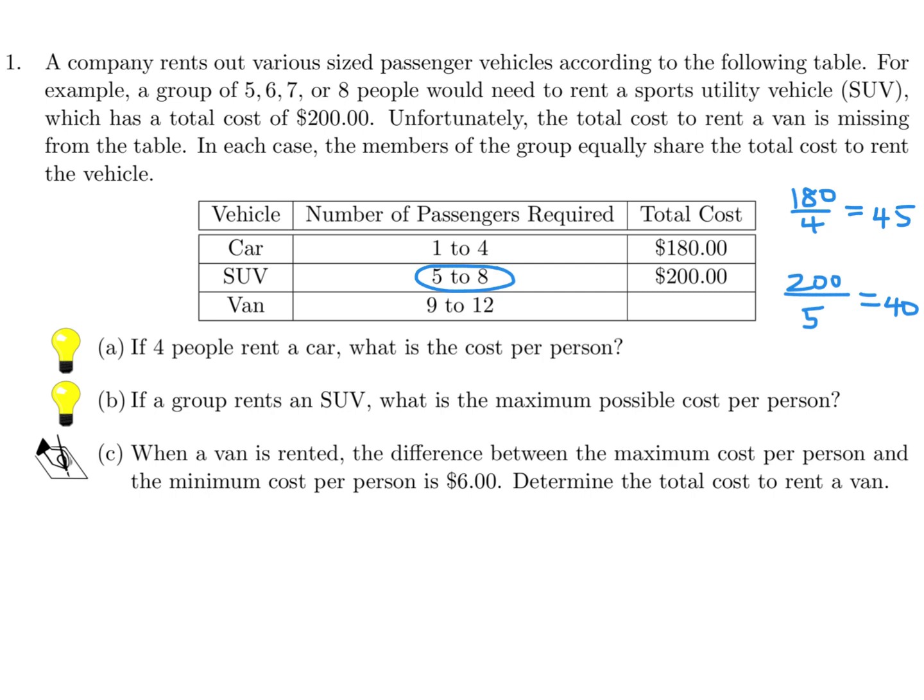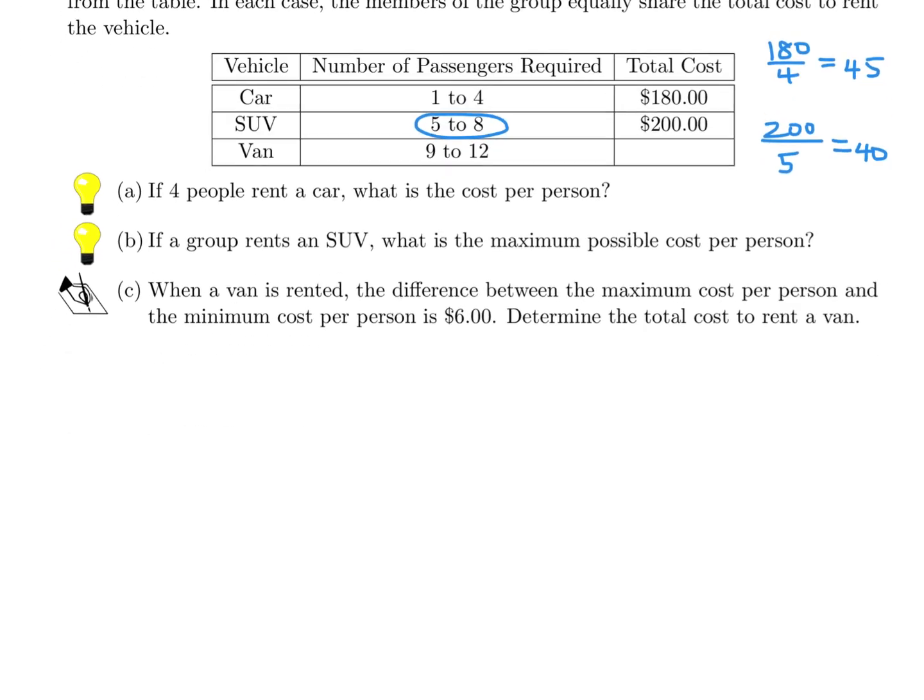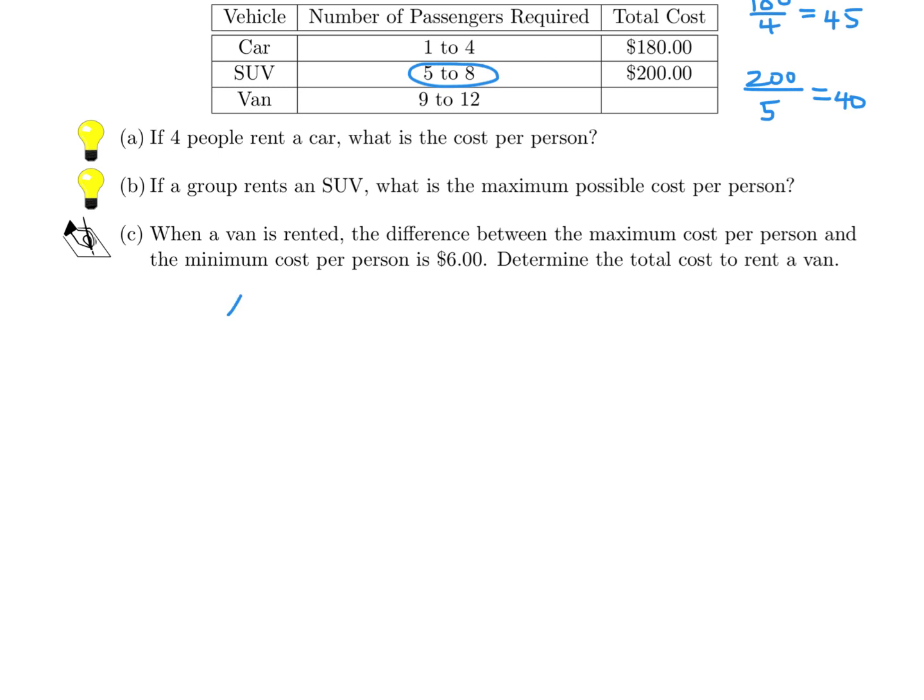When a van is rented, the difference between the maximum cost per person and minimum cost per person is $6. Determine the total cost to rent a van. All right, so let's say the cost to rent is x. x divided by 9 would be one cost, and that actually represents the maximum. Another cost, the minimum, would be x divided by 12. You get the maximum and minimum with the extreme opposites of the range, so in this case, it's 9 and 12.